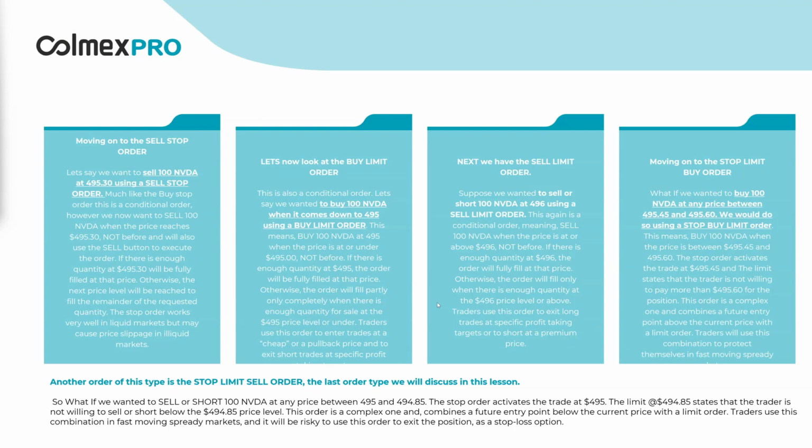This order again is a complex one, so when you're filling it out and you select it from your drop-down menu, you'll have to enter the stop price, which in this case would be $495, where you want your order to trigger, and the limit section, where the trader must now state the maximum price they're willing to pay.